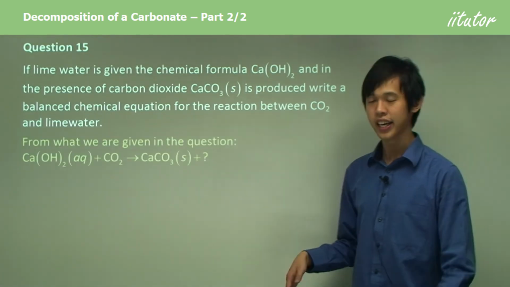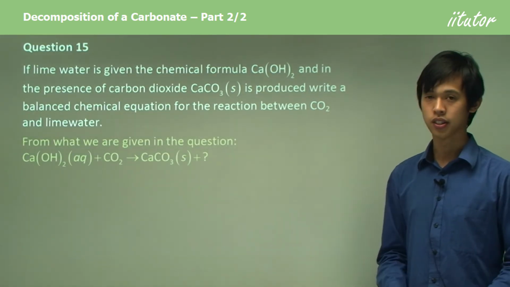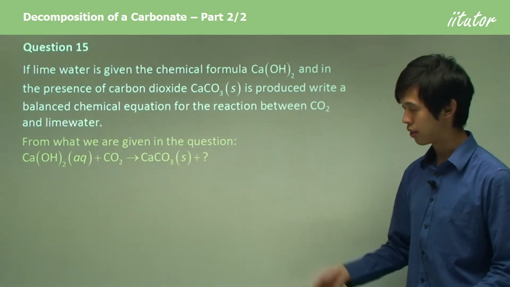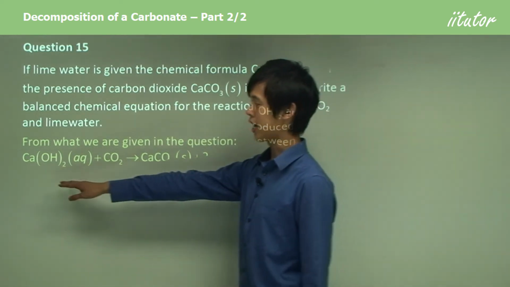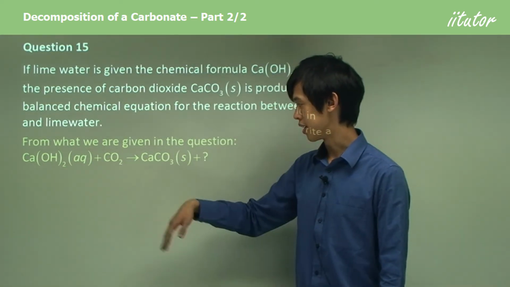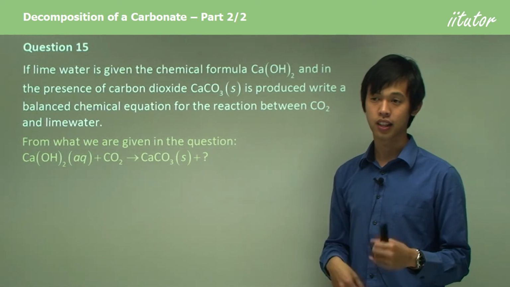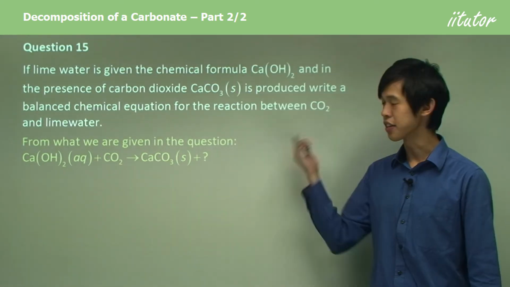So from the question, again, as I always say, just write down the things that you do know. And if you don't know this equation, then we'll just derive it from first principles. All you have to do is write down the things that you know first. We know that there's going to be calcium hydroxide and carbon dioxide as our two reactants. They're the two things that are going to make the cloudiness happen. And we know that CaCO3 is produced because the question tells us that.